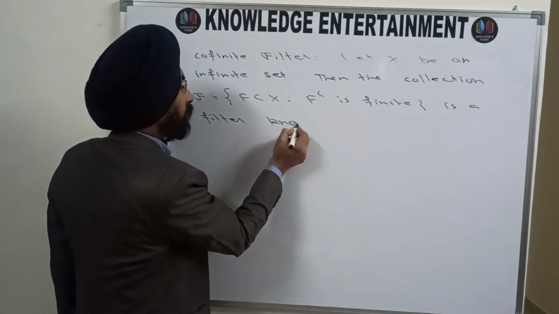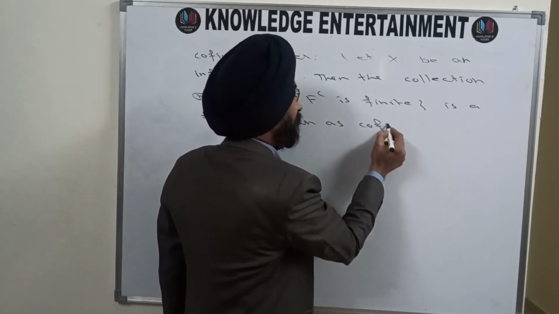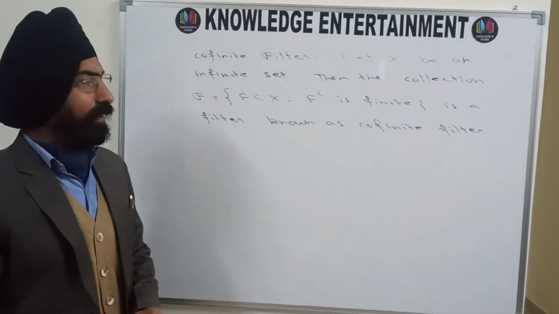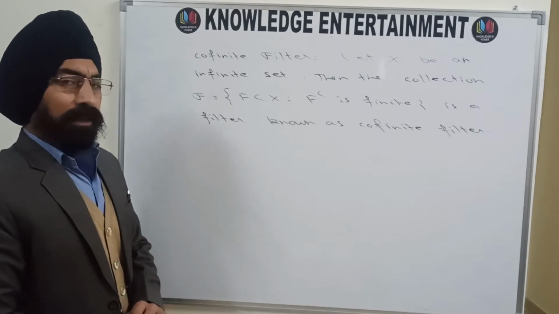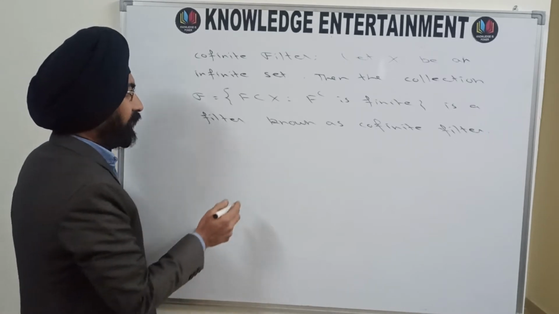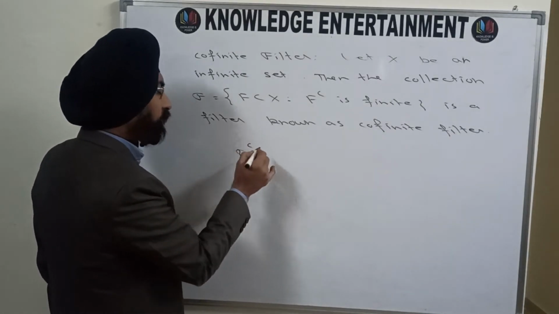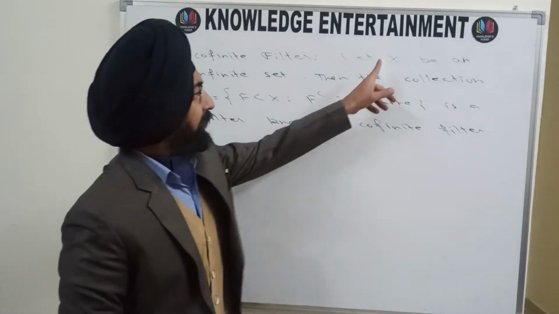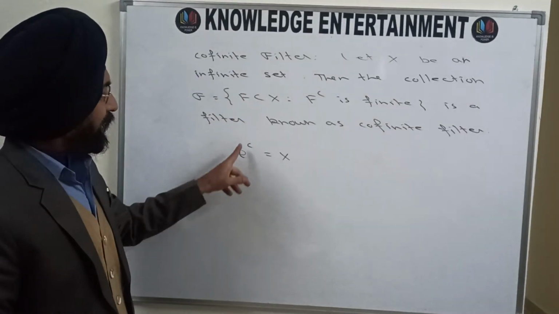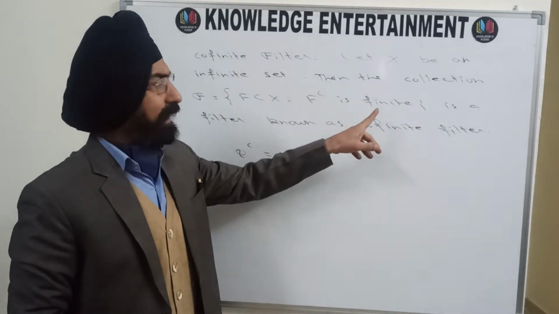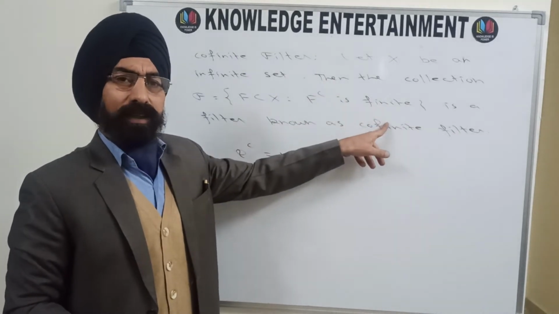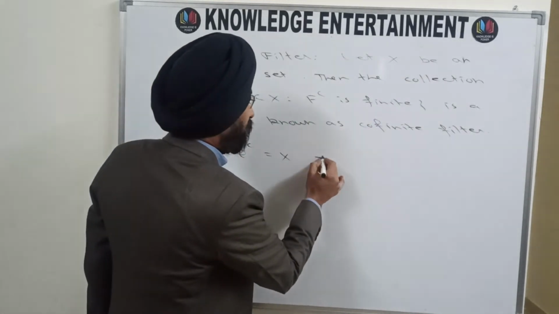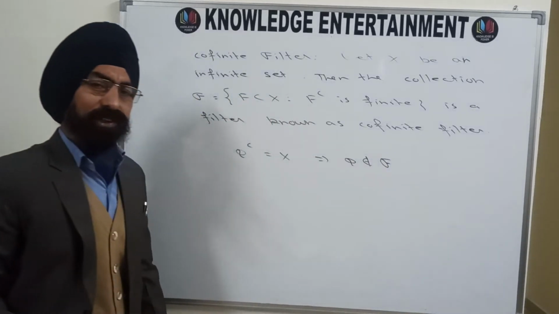known as the cofinite filter, and we will prove that it is a filter. The proof is very easy. First, phi does not belong to it. What is the complement of phi? The complement of phi is X, and we have taken X as an infinite set. So phi complement is infinite, it is not finite. If the complement is finite, it is a member of F. Since phi complement is not finite, it is infinite, so phi does not belong to F. So the first condition is clear.